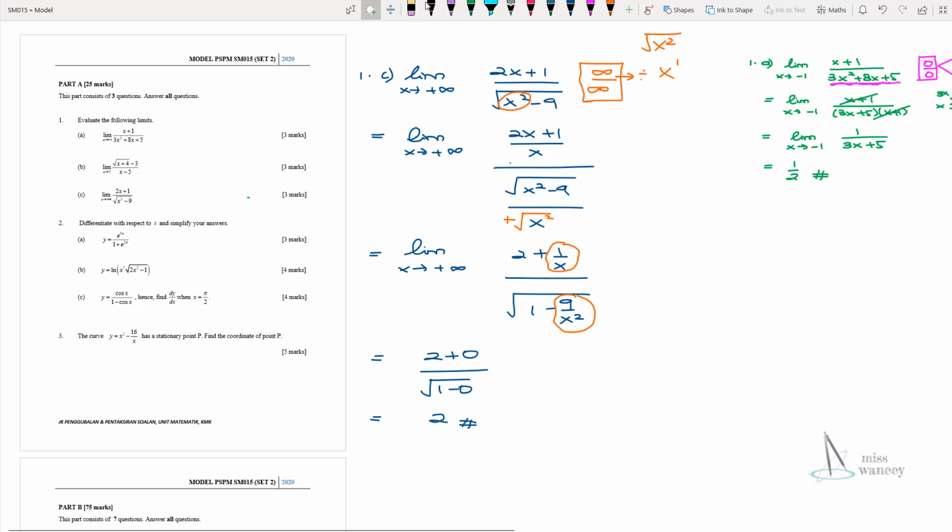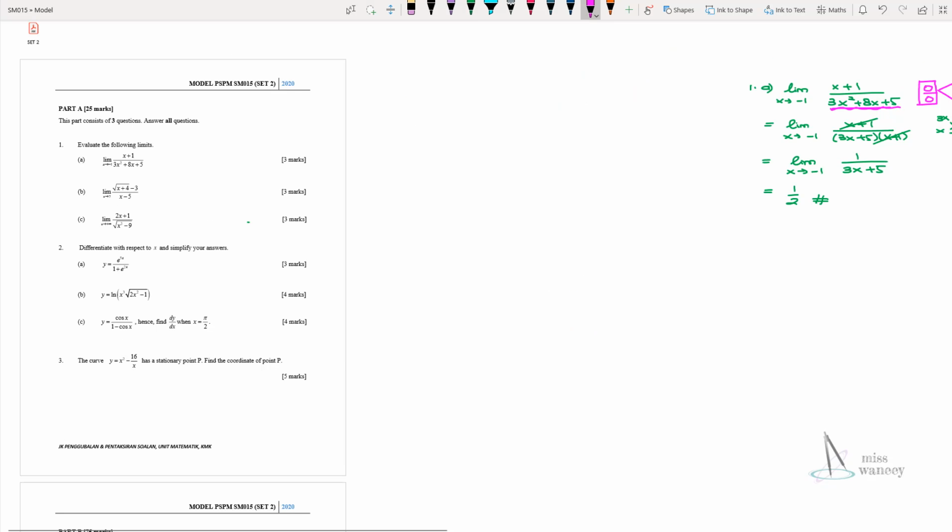So let us proceed to question number 2. Okay, question number 2a. Differentiate with respect to x and simplify your answers. So we have y equal to e to the power of 5x over 1 plus e to the power of 2x. Okay, so we're going to differentiate them. Obviously, this is a fraction, right? So that means we need to use the quotient rule.